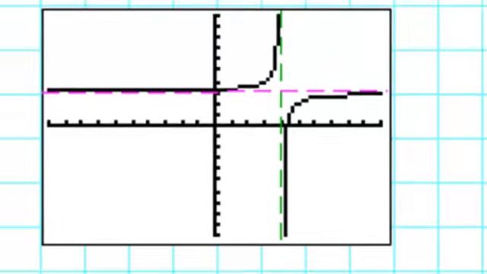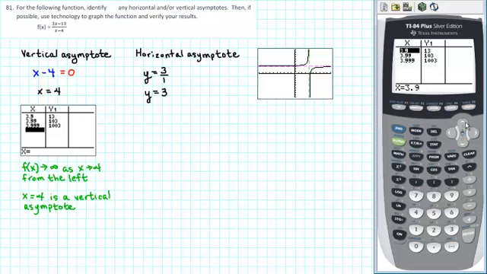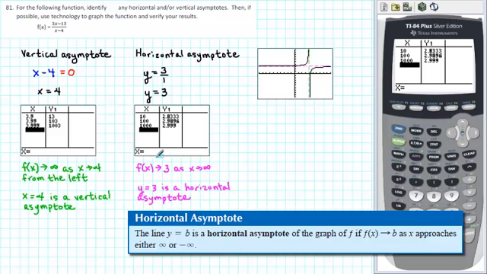To reinforce that idea numerically, we can revise our table of values. Let's see what happens as x increases without boundary. We'll start off with x is 10, and then 100, and then 1,000. Notice that as x gets larger and larger, the y values are getting closer and closer to the number 3. Since f(x) goes to 3 as x goes to infinity, we can safely conclude that y equals 3 is a horizontal asymptote of the function.